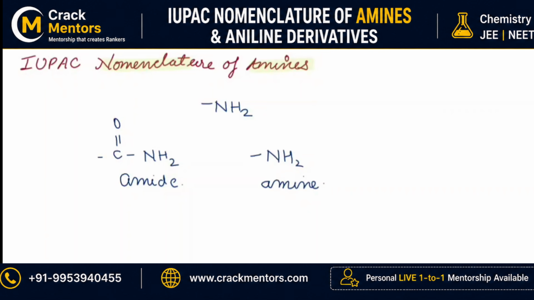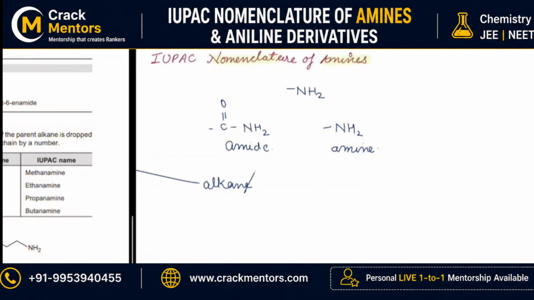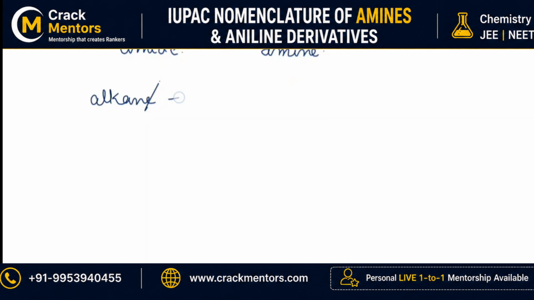So what happens? The final E of the parent alkane is dropped and it is added to the amine. So that becomes our IUPAC nomenclature. And we have to indicate the location of the amino group on the parent chain by a number.